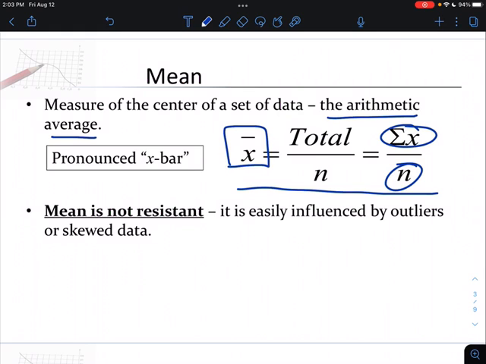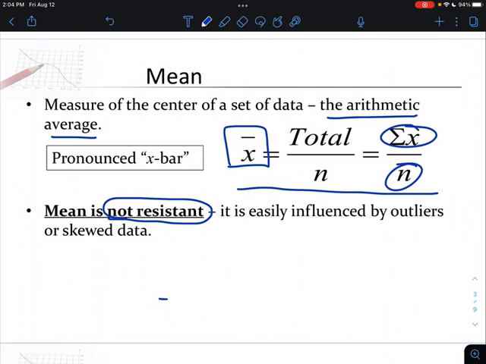Now, as far as the notation, this is going to be important here. Whenever we write the mean, we're going to use x bar for right now. There's another notation we'll talk about later on down the road. Right now, we call it x bar. And so anytime you want to denote the mean, you're going to use that notation, or in a given problem, when they say x bar, you know that they're talking about calculating the mean. The mean, and this is again important here, is not resistant. And so that means that outliers and skewed data will affect the mean greatly.